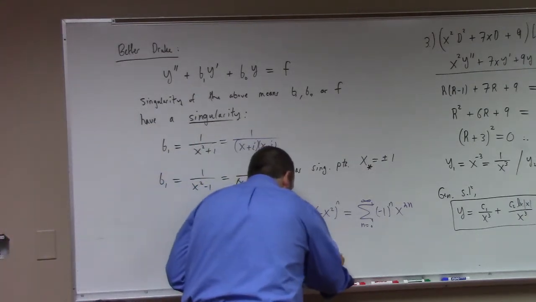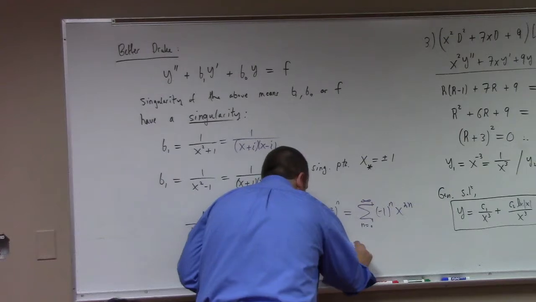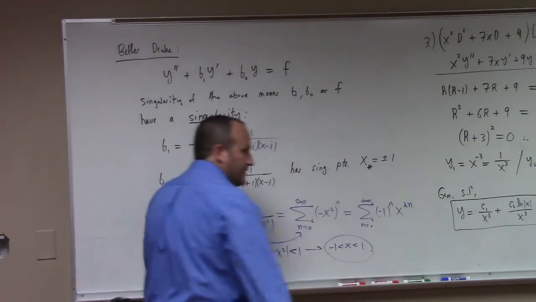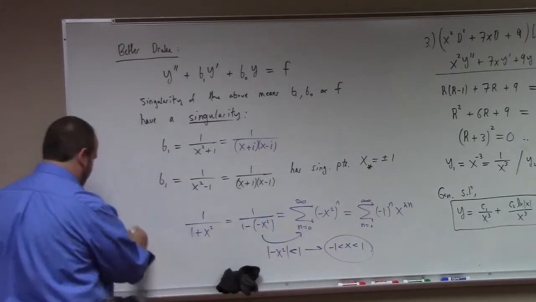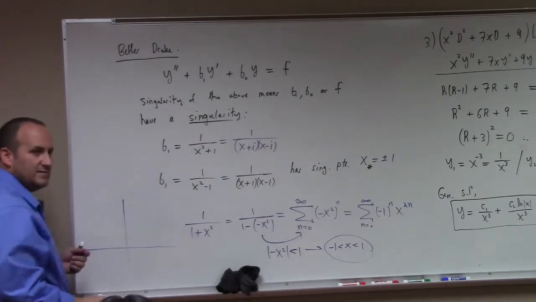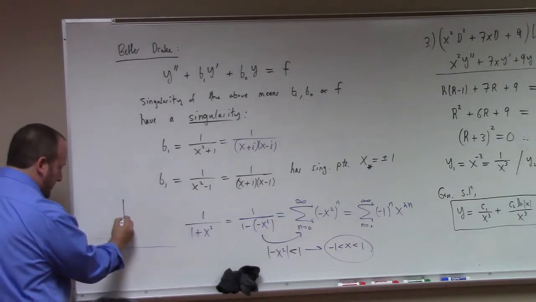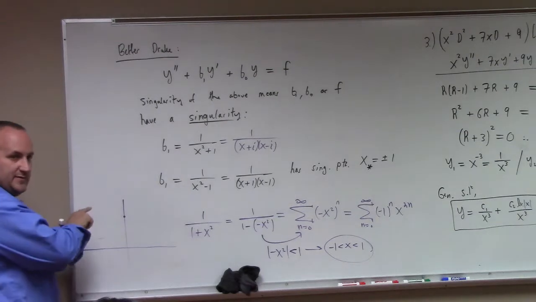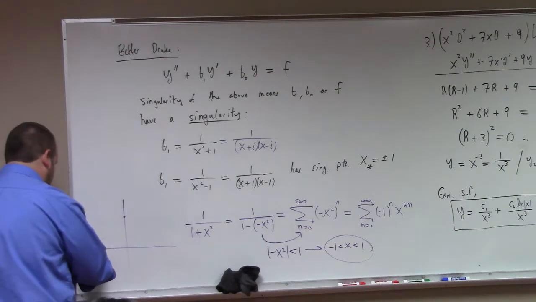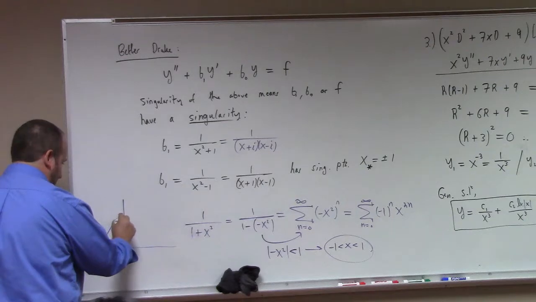So in other words, we need minus 1 less than x less than 1 if you sort through it. But look at this function, 1 over 1 plus x squared. What's the graph of that? It's 1 at 0, right? And it limits to 0 at infinity both ways, right? It's just a kind of a tent of sorts.